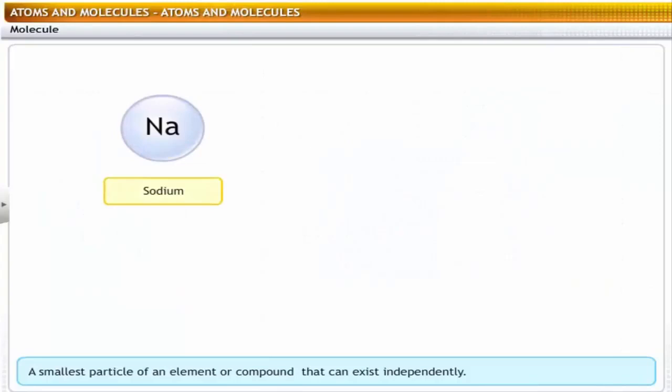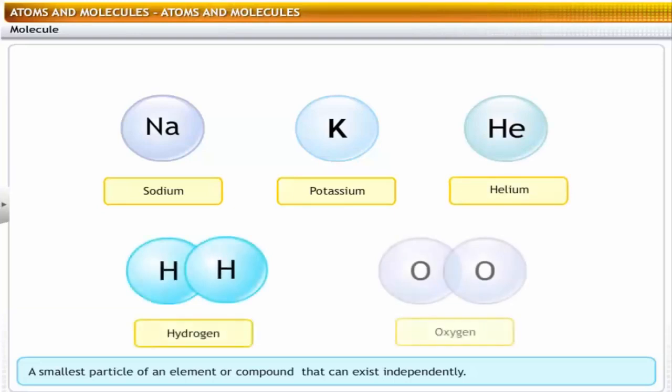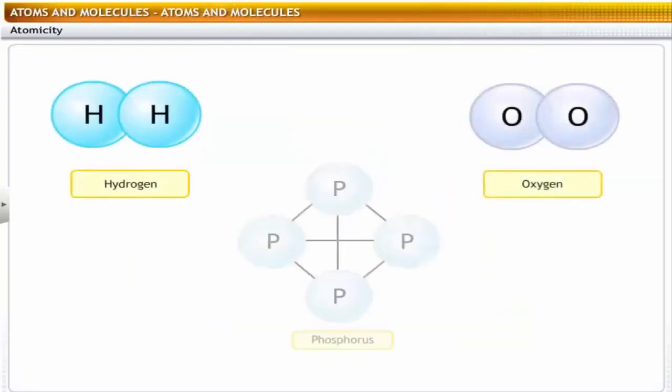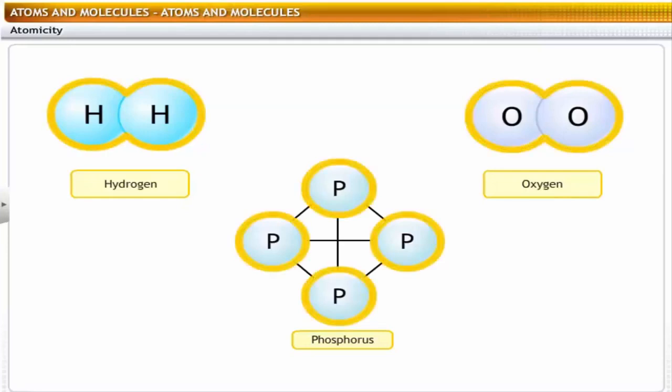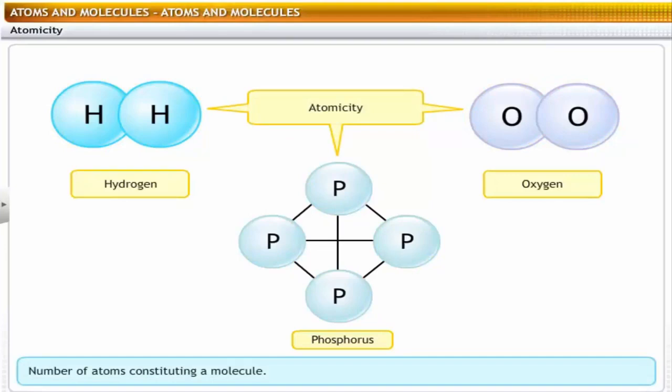Some elements like sodium, potassium, and helium exist as single atoms, and others like hydrogen, oxygen, etc. exist in a combined state. Atoms combine to form molecules. The molecules of an element are constituted by the same type of atoms. For example, elements like hydrogen, oxygen, phosphorus have more than one atom in a molecule. This number is specific for an element and is known as its atomicity. Thus, the number of atoms constituting a molecule is referred to as atomicity.